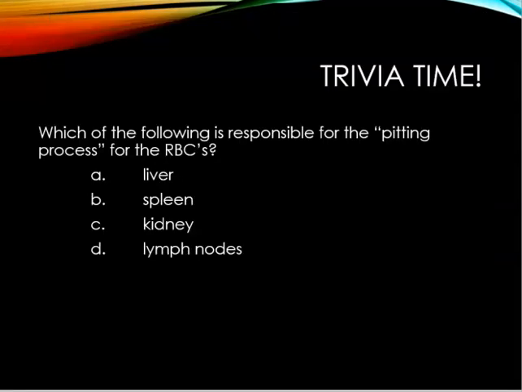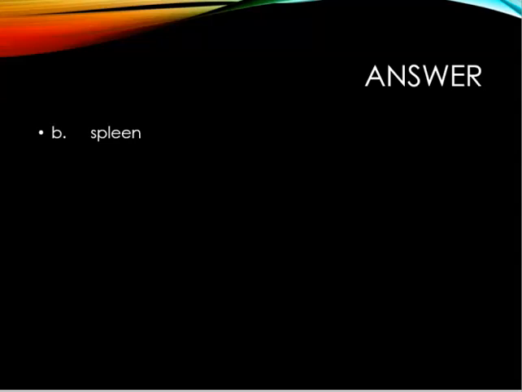So let's do a trivia question on the blood cell degradation information that we just learned. Which of the following is responsible for the pitting process of the red blood cells? Is it A, liver, B, spleen, C, kidney, or D, lymph nodes? Pause the video at this time and try to answer on your own before you go to the next slide to find the answer. Of course, the answer is B, the spleen. The spleen starts the pitting process and starts the process of cell degradation.